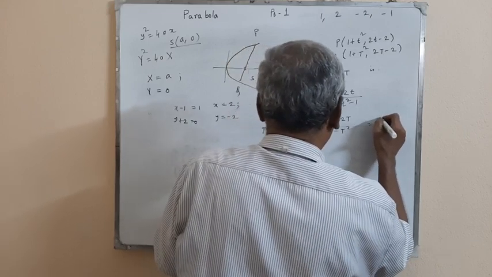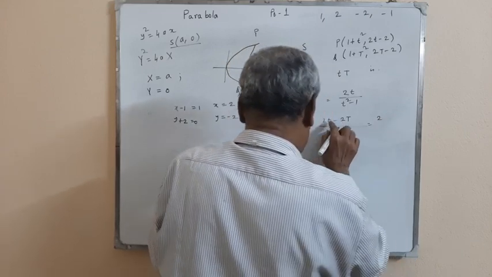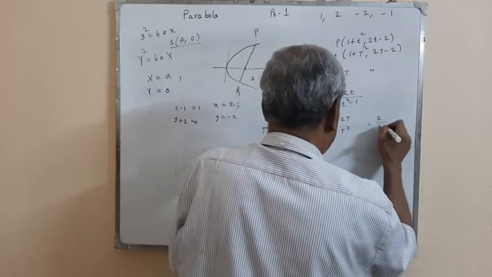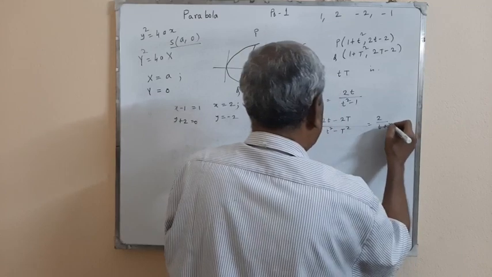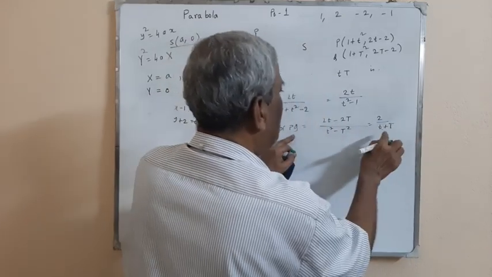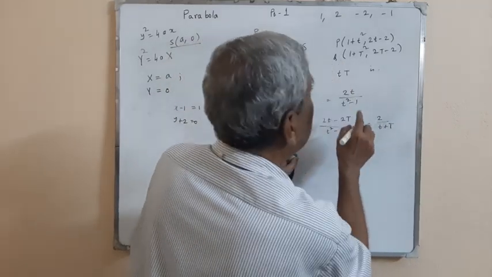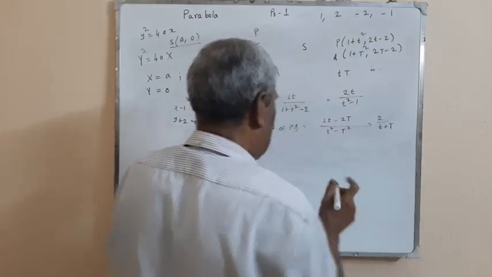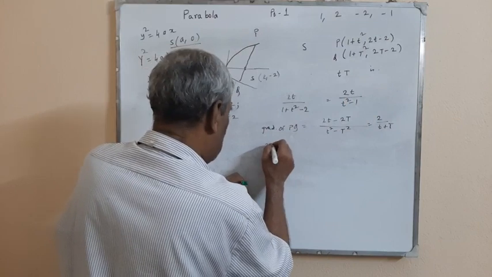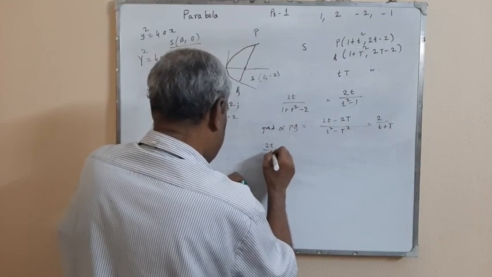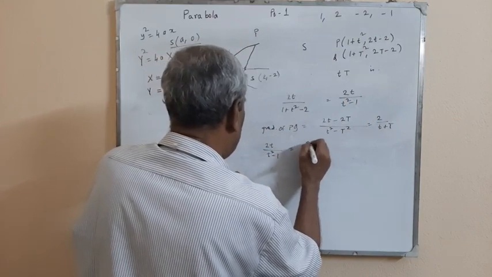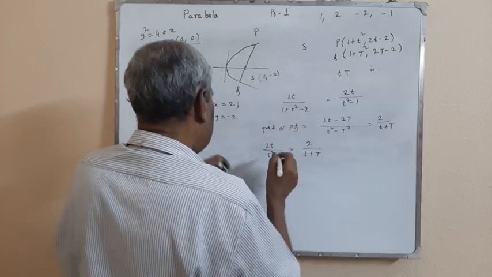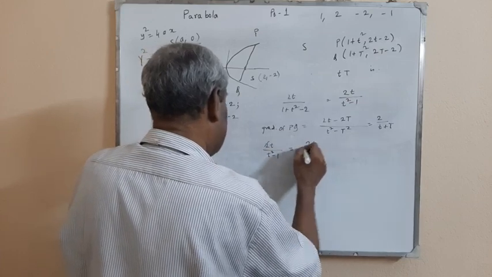It is equal to 2 into t minus T, here t minus T into t plus capital T. Now this is gradient of PQ, this is gradient of PS, both are same. So we must have 2t by t square minus 1 is equal to 2 by t plus capital T. So 2 cancels.